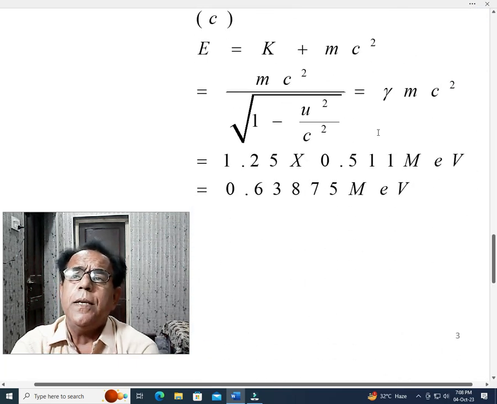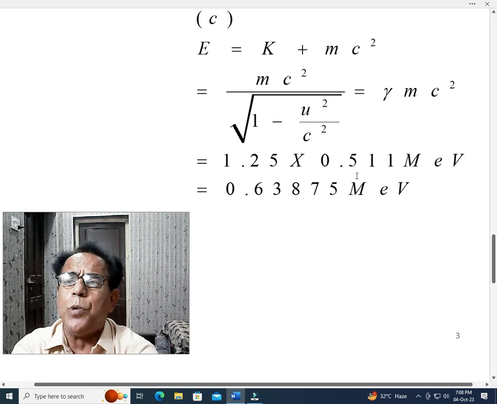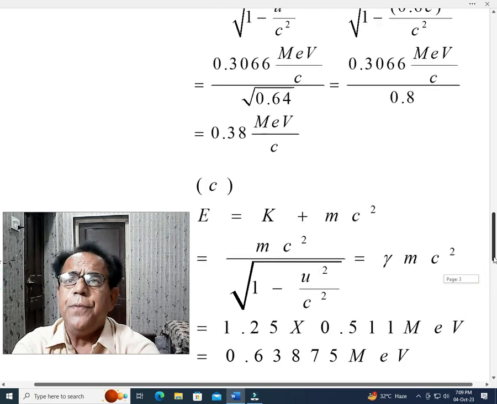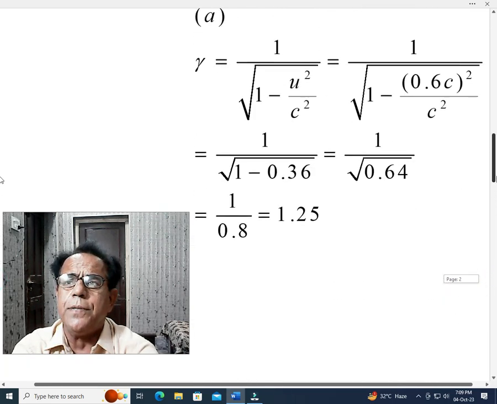In place of gamma we use 1.25, which we have solved in part A of this problem. Moreover, the value of mc square has been given as 0.511 million electron volt in this statement. Hence, multiplying 1.25 with 0.511, we will get E equal to 0.63875 million electron volt.